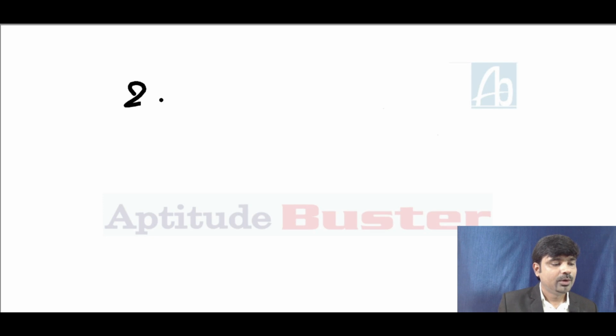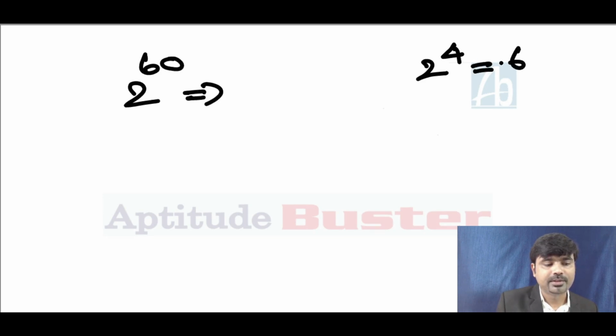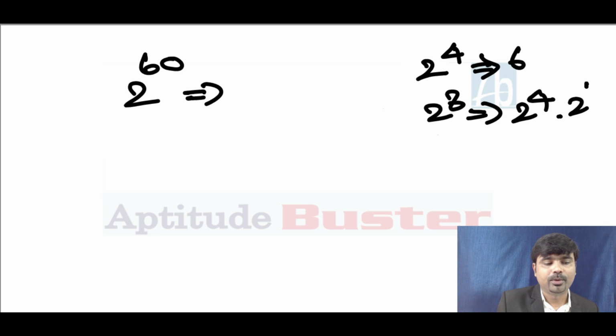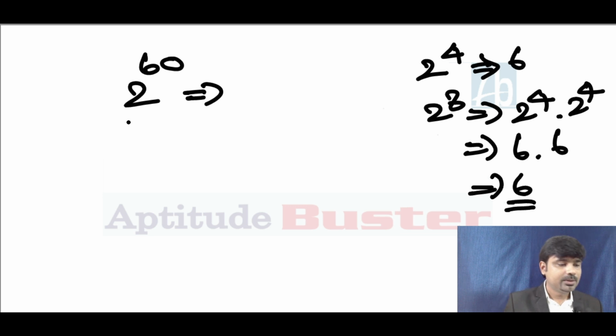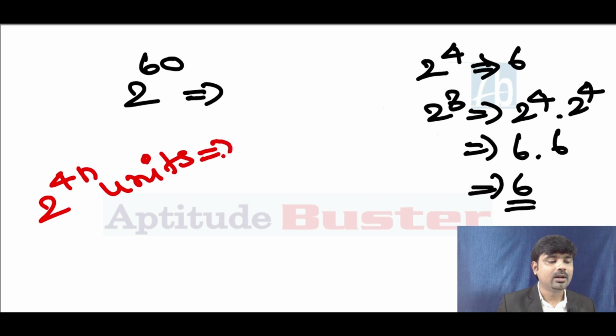The question is 2 power 60. What's the unit space? 2 power 4 unit space is 6. What's the 2 power 8 unit space? It is nothing but 2 power 4 into 2 power 4. 2 power 4 unit space is 6, again 6. 6 into 6, the same 6. So from this we can understand 2 power 4n unit space is always 6.